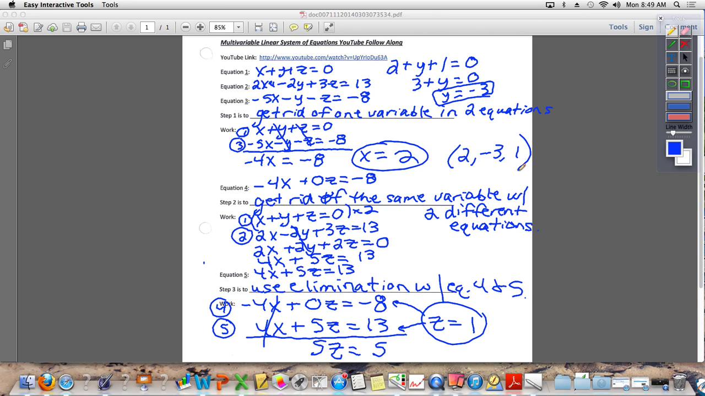What do you think? Easy? A lot of steps, but it's easy. Yes, exactly. That's exactly what you should think. All right. I do, of course, have some practice problems for you guys.